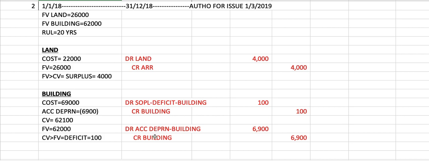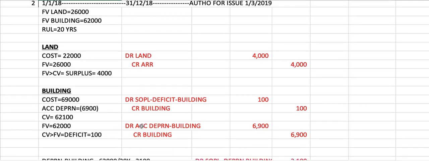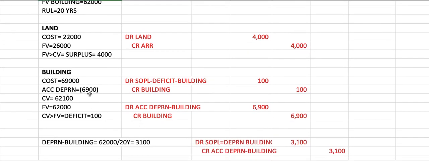Okay, and remember, every time you revalue your asset, there are two things you need to do. First, you recognize the surplus or deficit, and the second is you eliminate the accumulated depreciation. So here, for land, we recognize the surplus, but we don't eliminate accumulated depreciation because there was none for land. But for building, there is accumulated depreciation of 6,900, so we need to eliminate that, which means you reduce your accumulated depreciation and you reduce your building by 6,900.